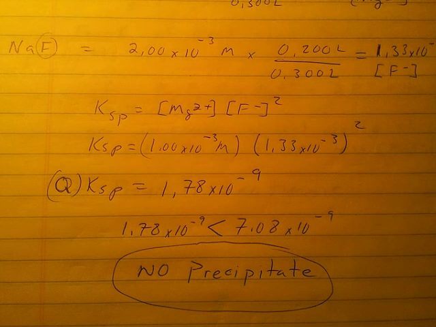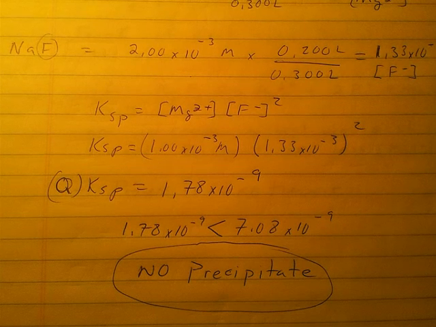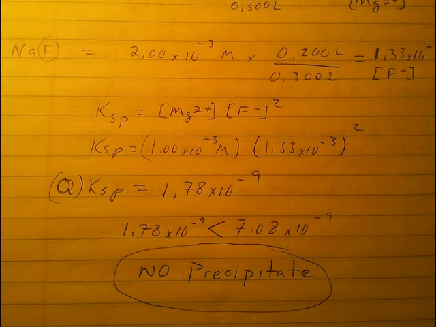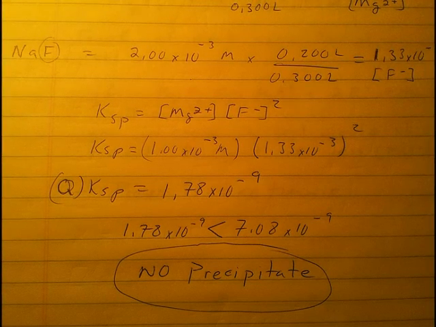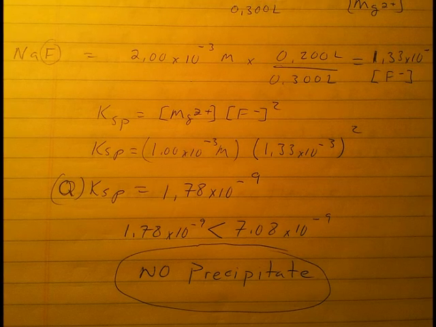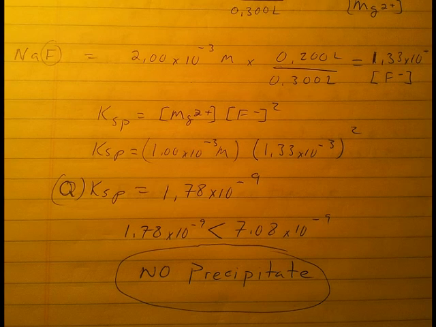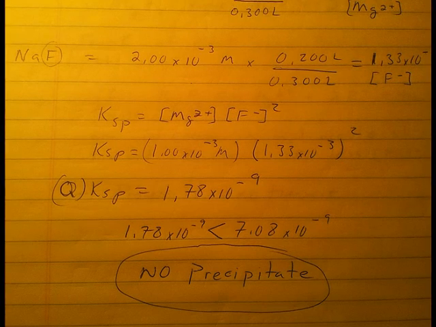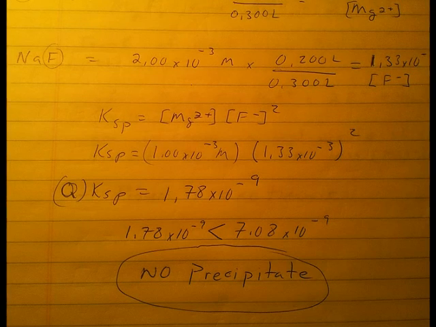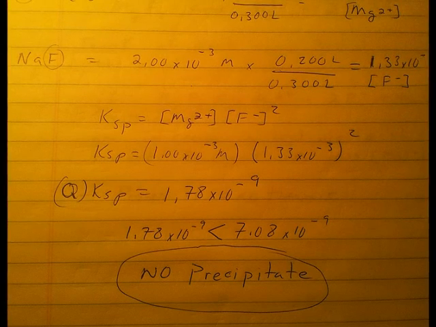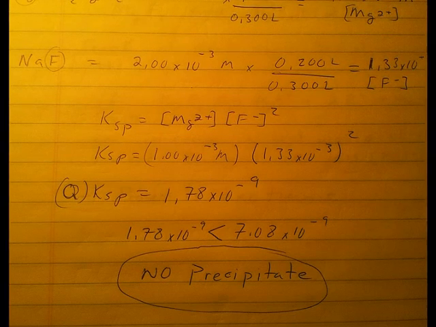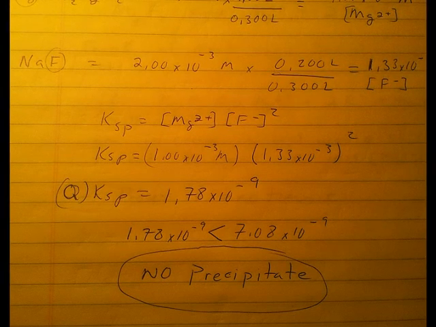So in this case, again, here we have a group 1 metal with the fluoride, sodium, which means we'll get all of the fluoride out of that sodium fluoride solution. And we have nitrate, a highly soluble anion, so we'll get all of the magnesium out of the magnesium nitrate. So what this means is, let's think of our KSP again. Our KSP, we ended up with 7.08 times 10 to the negative 9th at 18 degrees. That's still the same KSP.